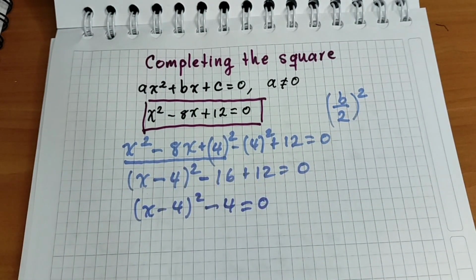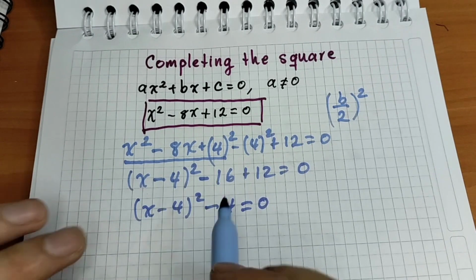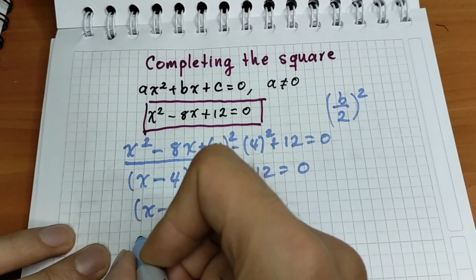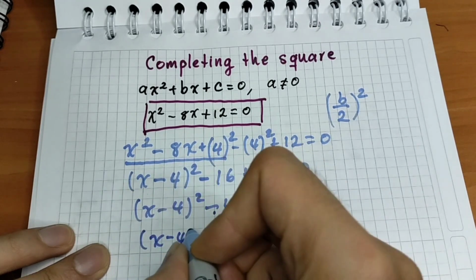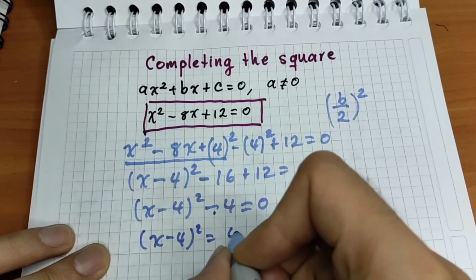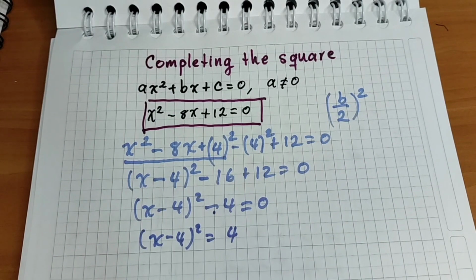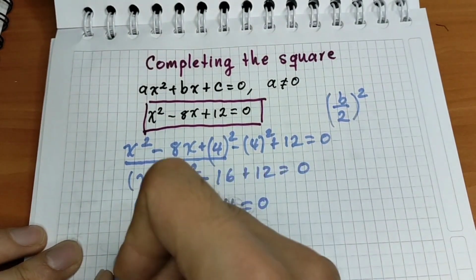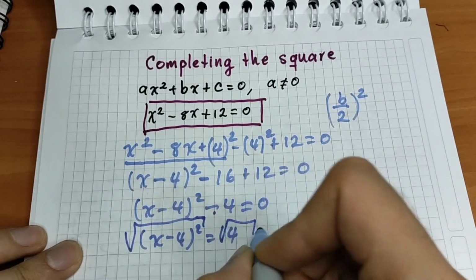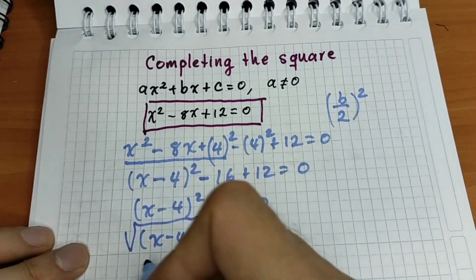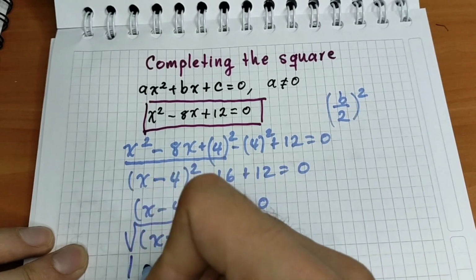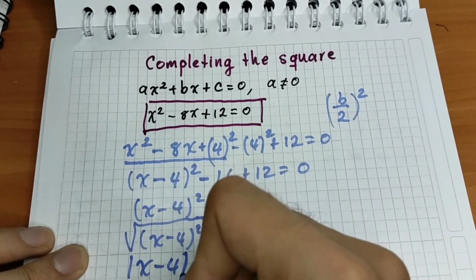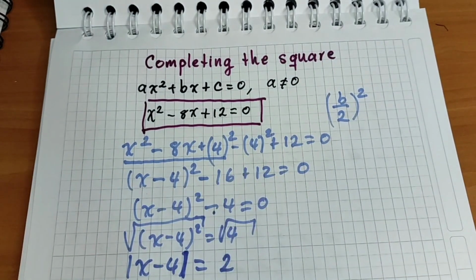What I want to do now is clear the x. To clear the x, the first step that I'm going to complete is taking this to the other side. So this would be (x - 4) squared is equal to 4. And now that I have this, I'm going to get the square root of both sides in order to get rid of this exponent 2. So taking the square root on both sides, what I'm going to get is the absolute value of x minus 4 is equal to 2.